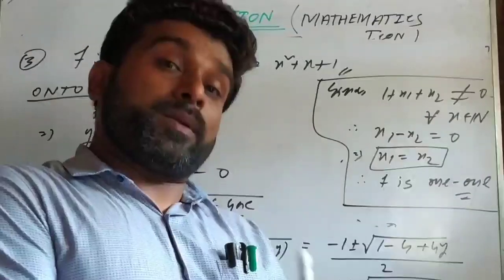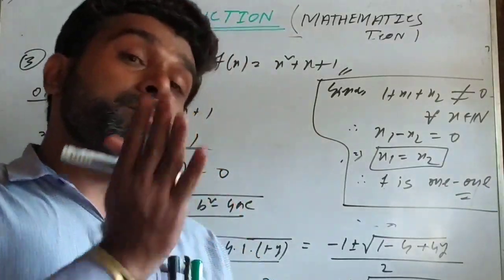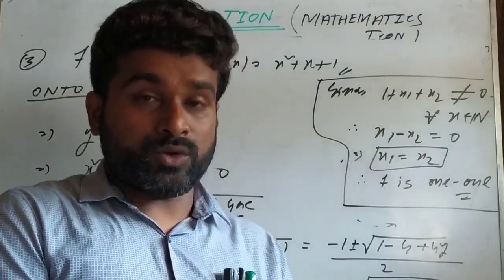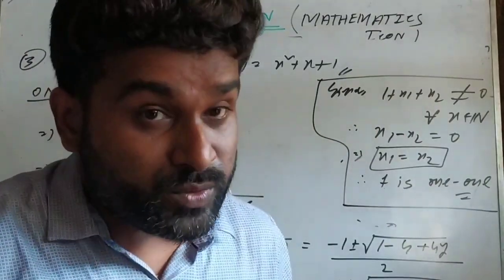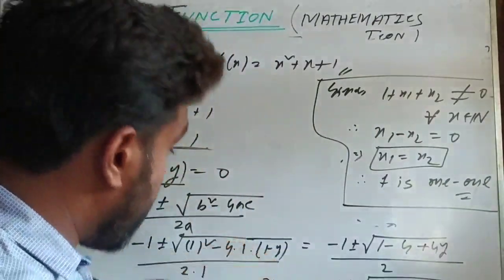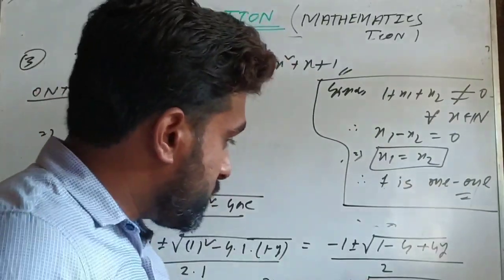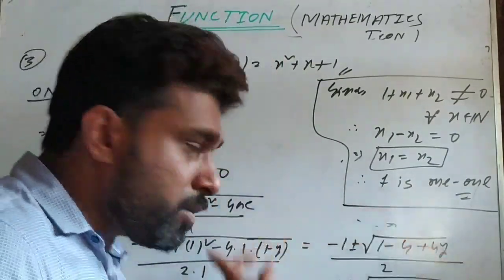If the negative number would come, then what? It would be a complex number as well, and x would be a complex number. This part is a complex number, that means the whole part is a complex number.